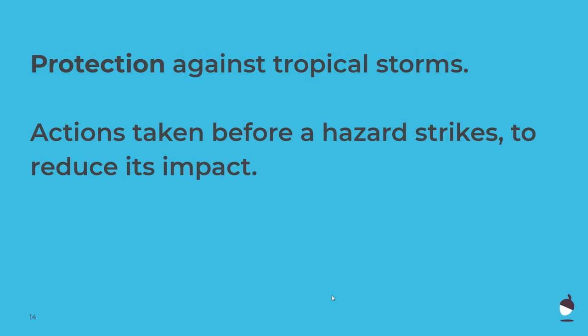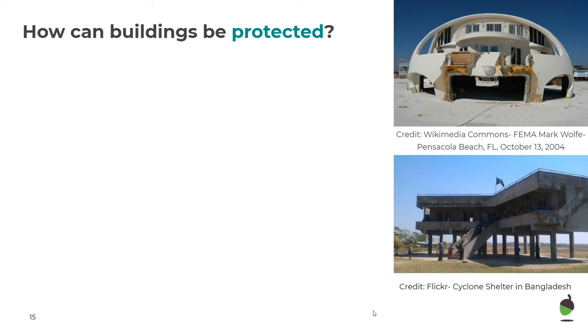So we're now going to consider protection against tropical storms. Protection means actions taken before a hazard strikes to reduce its impact. So let's consider what types of protection might be put in place to enable the effects of tropical storms to be reduced. So how can buildings be protected from tropical storms?